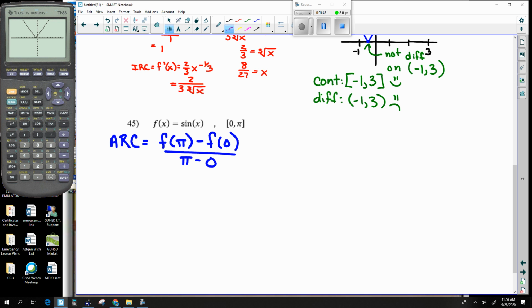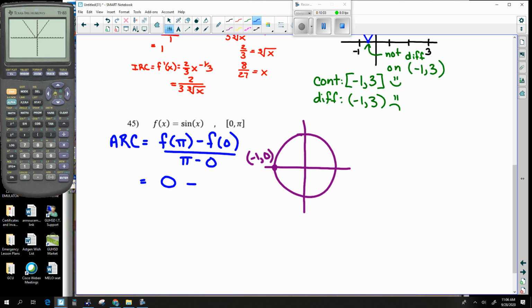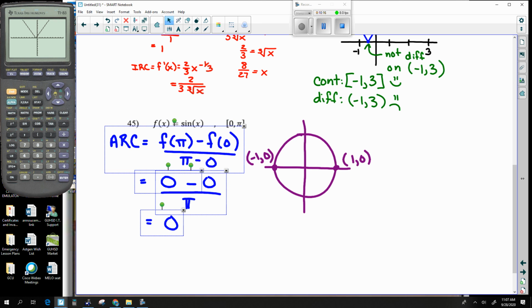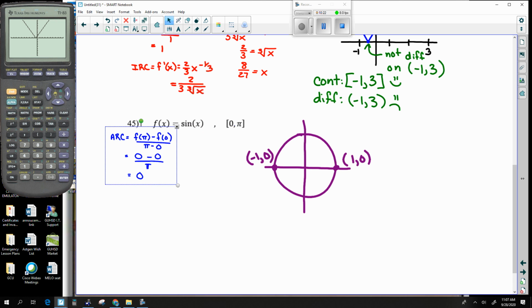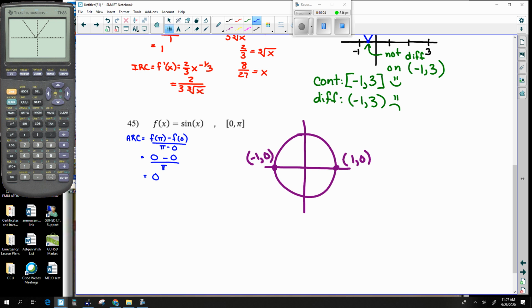I don't know about you, but I need a circle to kind of help me out here. So the first one is going to be sine at pi, and the sine is 0, minus f of 0, again, that sine is 0, and the sine, again, is 0, all over pi minus 0. This is equal to 0. Okay, the instantaneous rate of change is the derivative.